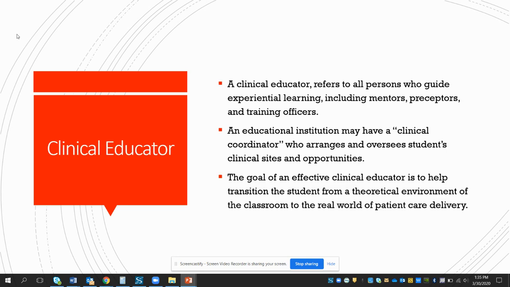A clinical educator refers to all persons who guide experimental learning, including mentors, preceptors, and training officers. So there are a ton of people that a student may come into contact with in a clinical setting that could influence their education and their future career. An educational institution may have a clinical coordinator who arranges and oversees students' clinical sites and opportunities. And so like for us at JCC, that's Mark, who arranges all of the students' opportunities, and he's kind of their point of contact. But there are dozens, if not hundreds, of preceptors that we come into contact with regularly, and some better than others.